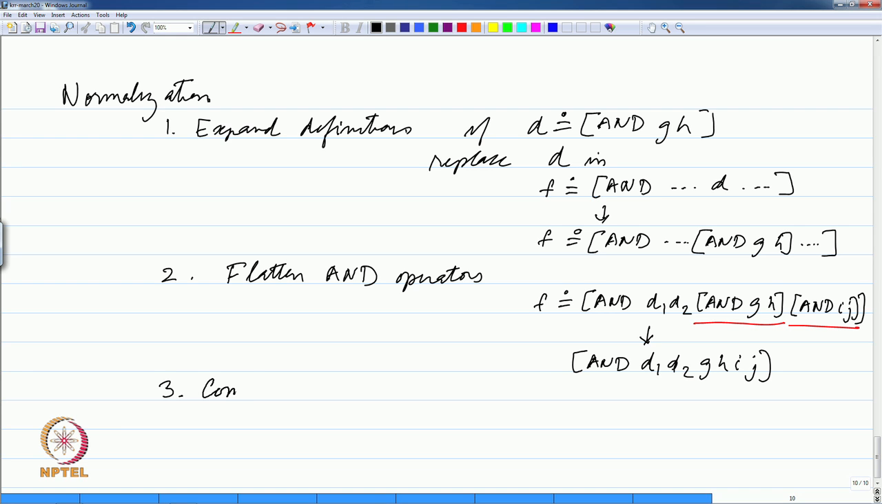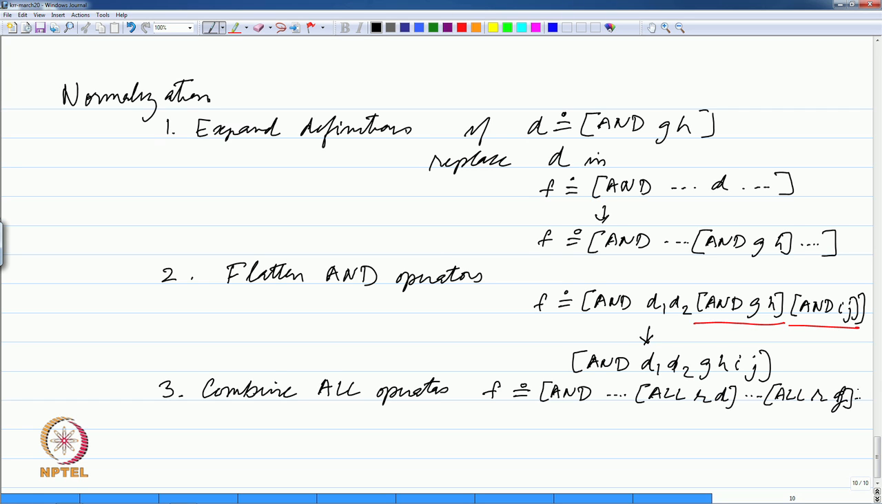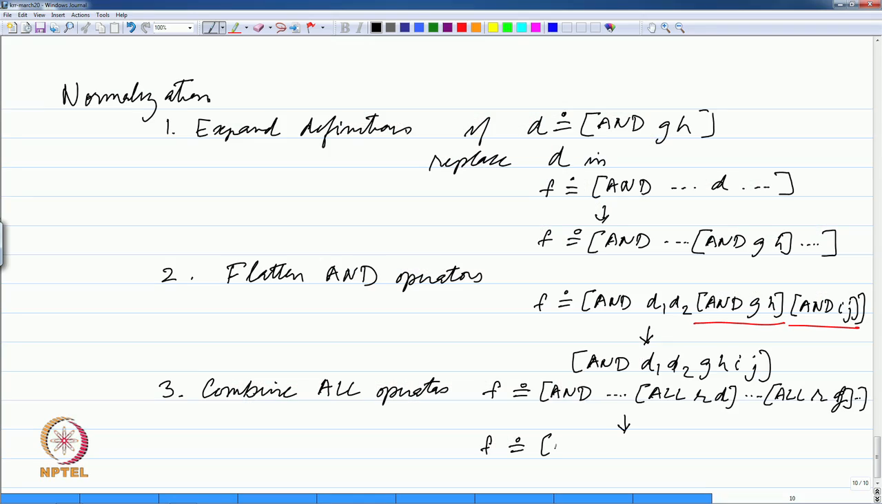Then the next step is to combine all operators where you can, so that if you have a concept, for example, and let us say all R fillers are D and somewhere down the line you have all R fillers are F or let us say G. For example, this could say that somewhere you are saying that all its children are doctors and somewhere else you are saying that all its children are tall or something like that, or musicians. Then you replace it by all R and D.